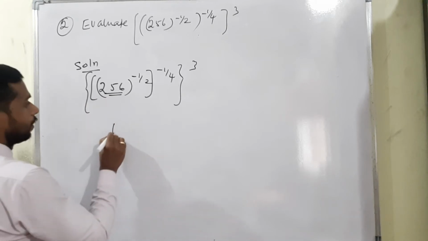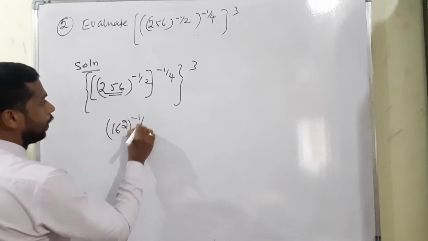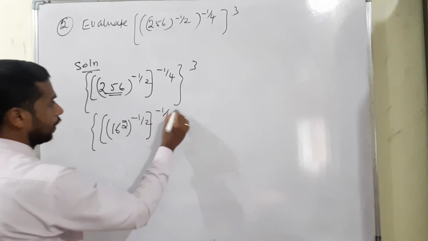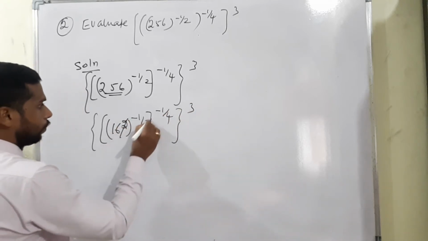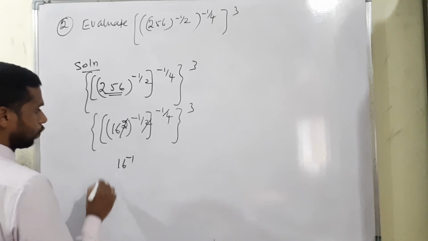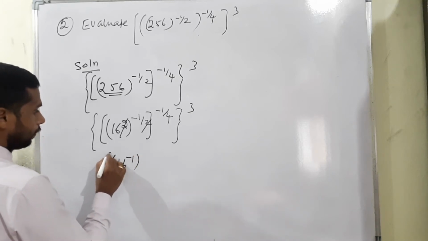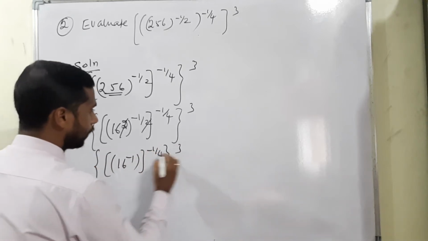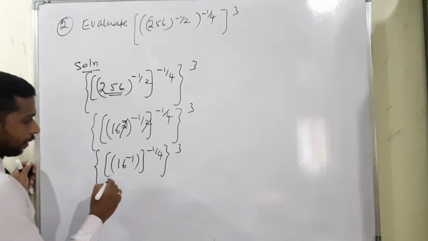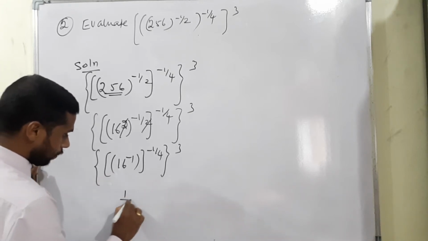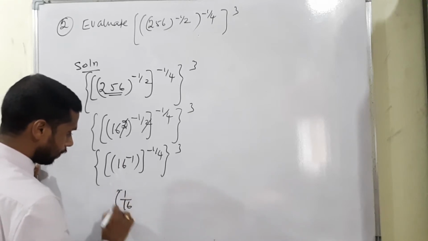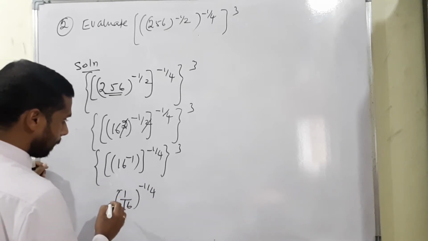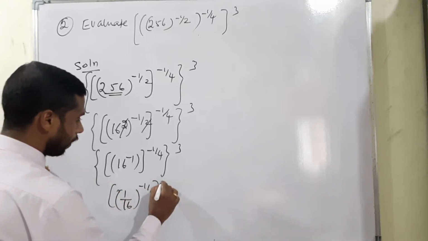Therefore, we can write it as 16 squared to the power of minus 1 by 2, and the whole power of minus 1 by 4, again the whole power of 3. So the 2 will be cancelled, then 16 to the power minus 1, then again the whole power of minus 1 by 4, again the whole term to the power of 3. So 16 to the power minus 1 means we can write the reciprocal, 1 by 16, isn't it? So 1 by 16 to the power minus 1 by 4, then the whole power of 3.